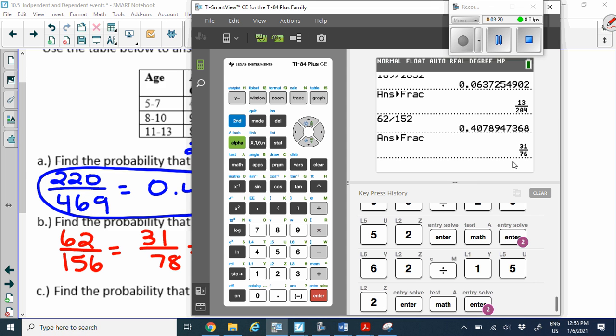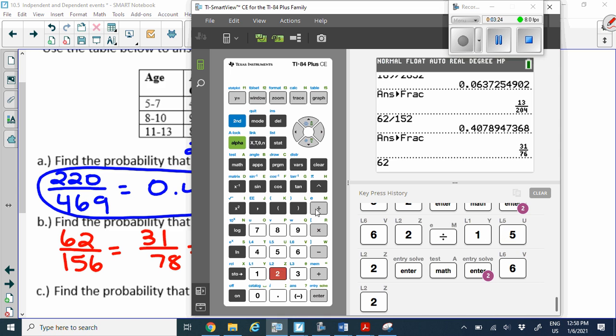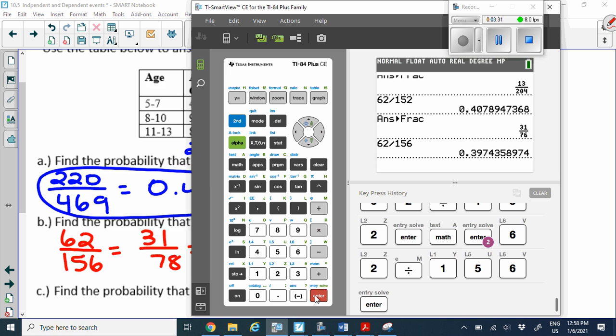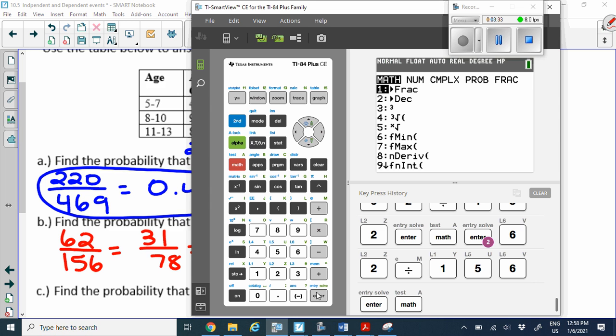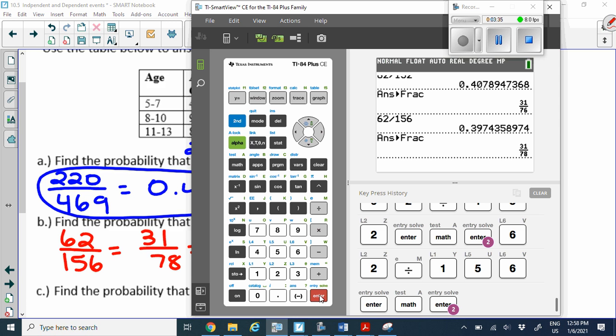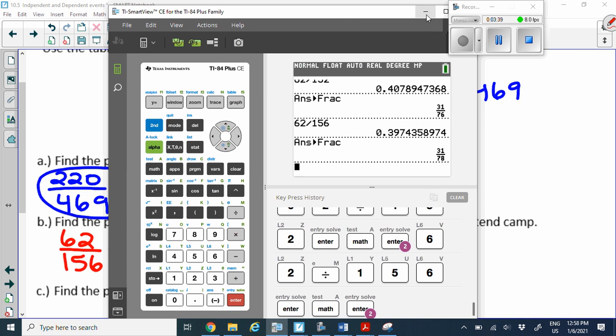Excuse me. Oops, that should be 62. Actually, I put this in wrong. 62 divided by 156. There we go. That's our correct answer. And then you can go to math, enter, and we get 31 out of 78. That's the correct answer. Okay, let's go ahead and do part C here.